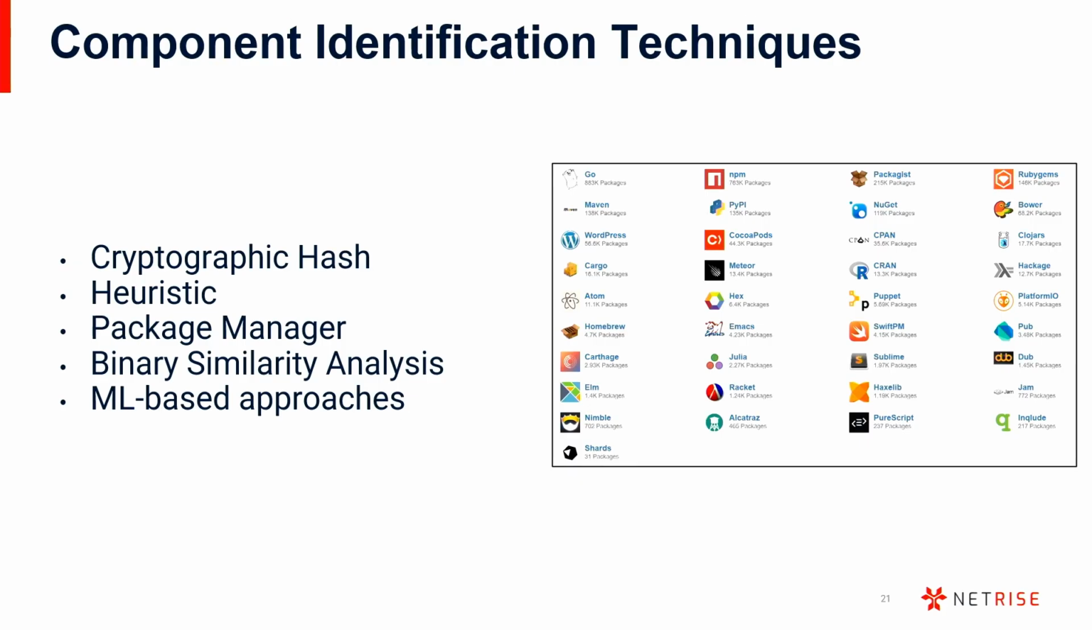There's a number of different ways you can identify components. You can do cryptographic hashes, you can use heuristics, curating all the different package managers, do binary similarity analysis, machine learning and AI-based approaches. There's a number of different ways you can go about identifying these things. And it really takes a combination of all of them to do the best job.